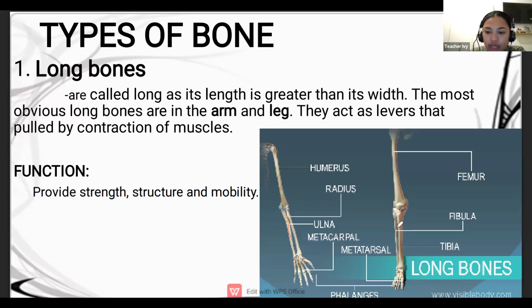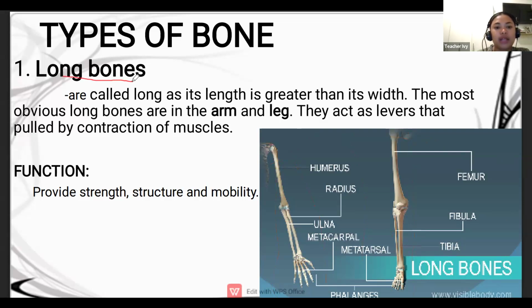And the other one is what we call the fibula. It is quite thinner than the tibia. This fibula attaches to the smaller phalanges of your foot. Okay? So all of these bones found in your arm, including your leg, are what you call long bones.